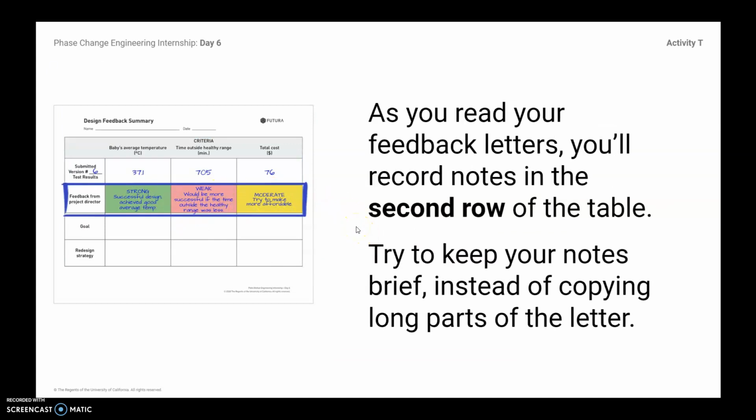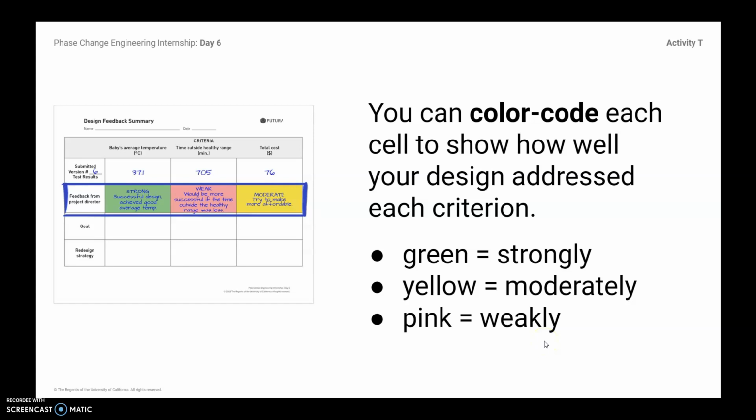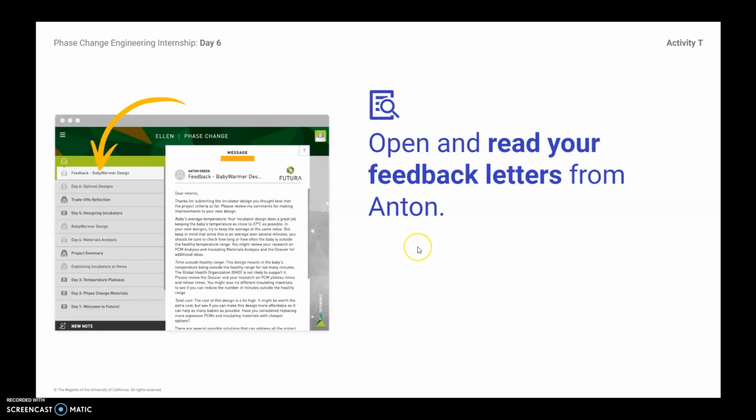As you read your feedback letters and you write that in, you're going to try to keep it brief. You don't want to put long parts of the notes. Keep it brief and color code it so that you know what criteria it was. So green would be for strong, yellow would be for moderate, and pink would be for weak. So you know you need to come back and change those criteria.